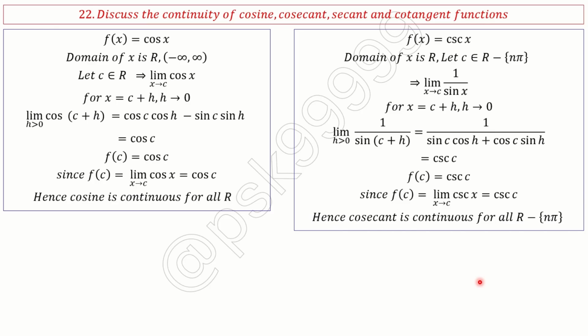Similarly, you can do for cosecant x. The only thing is cosecant x is nothing but 1 by sin x. So wherever sin x is 0, the limit is not defined. You are in the indeterminate form, 1 by 0 form, correct?